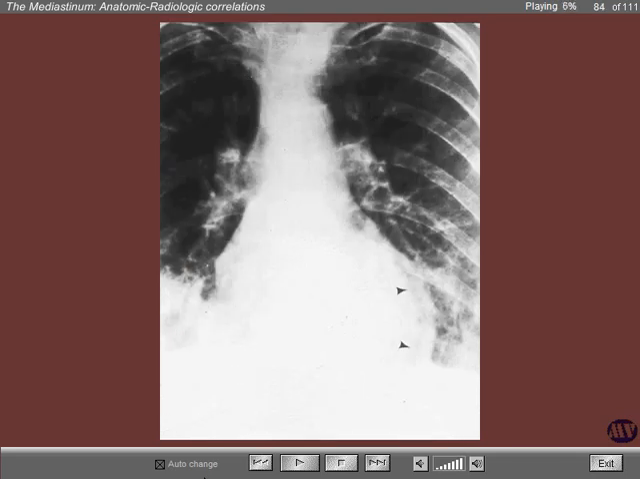In this frontal projection of a heart that is enlarged, we see a thickened pericardial stripe. Note the arrowheads that show the epicardial fat. It is possible to suspect the pericardial effusion when the thickness of the pericardial stripe exceeds 1.5 or 2 millimeters.